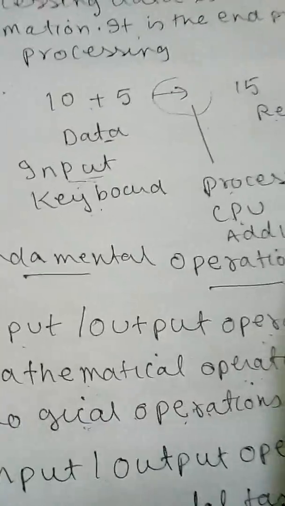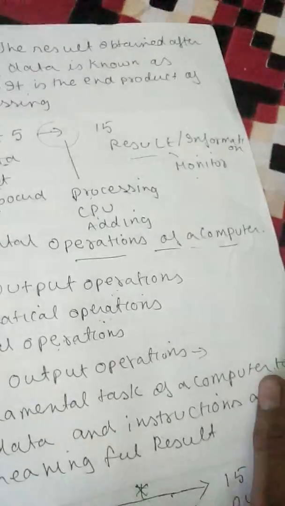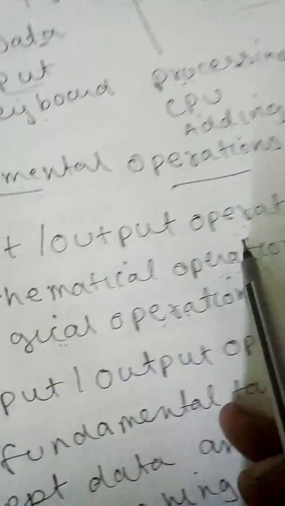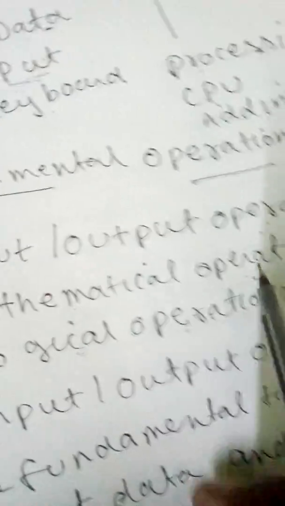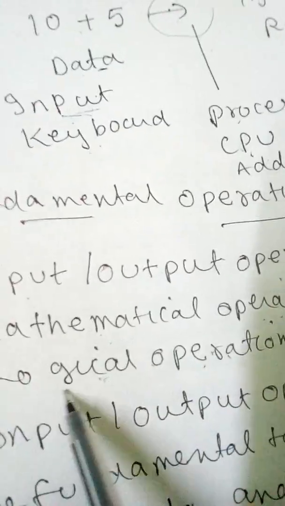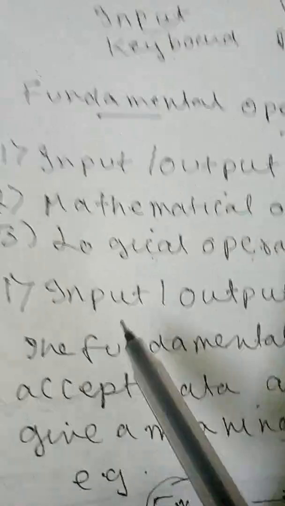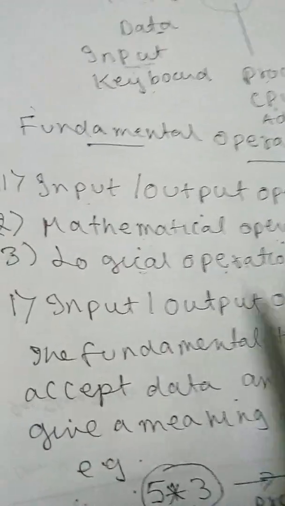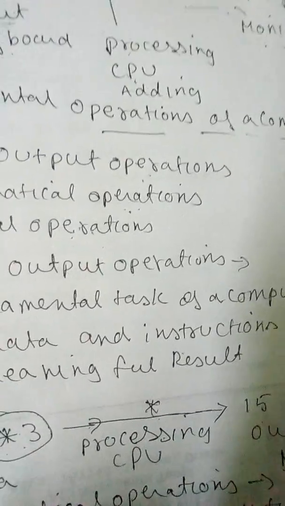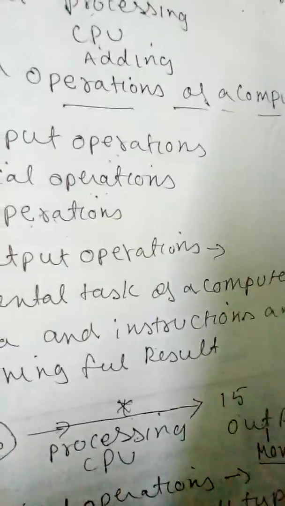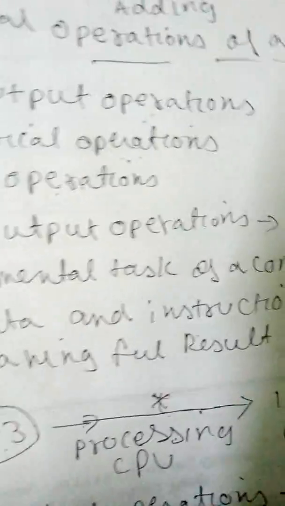Next we talk about the fundamental operations of a computer. There are three fundamental operations, that is input output operations, then mathematical operations, then logical operations. Now first we talk about the input output operations. What are input output operations? The fundamental task of a computer is to accept data and instructions and give a meaningful result.